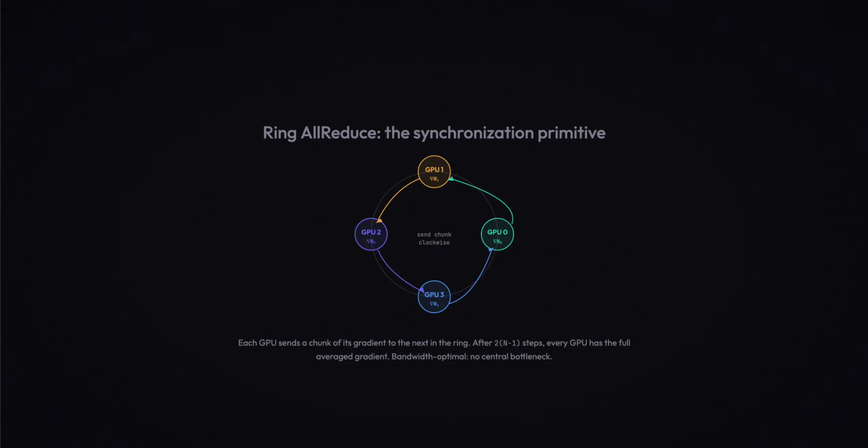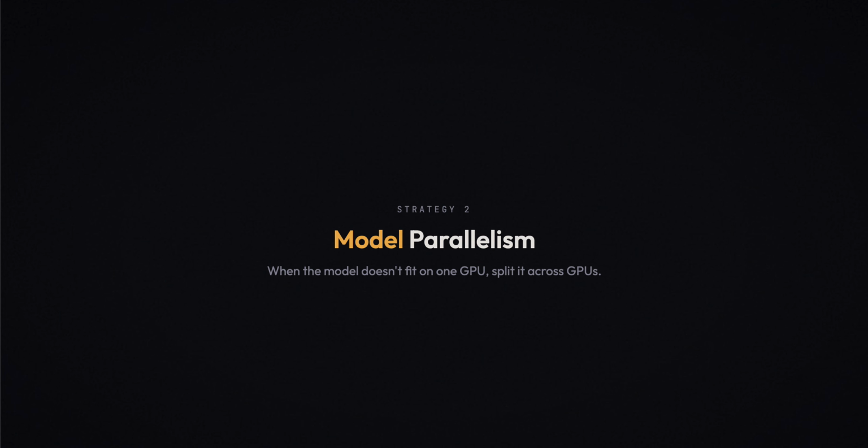Total communication: 2 times n-1 messages. Bandwidth optimal, no central server bottleneck. Each link in the ring sends the same amount of data regardless of the number of GPUs. This is why ring all reduce replaced the older parameter server approach. It distributes the communication load evenly.